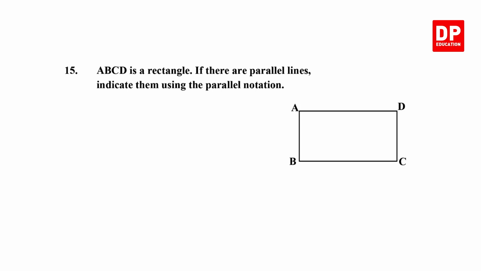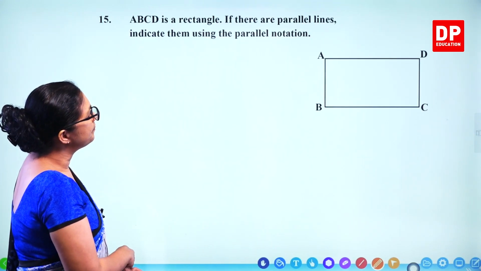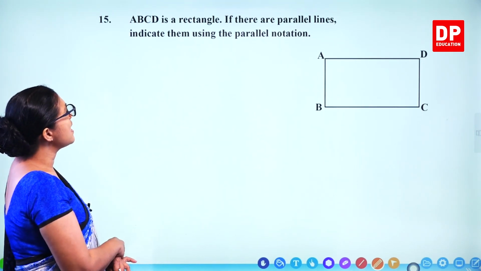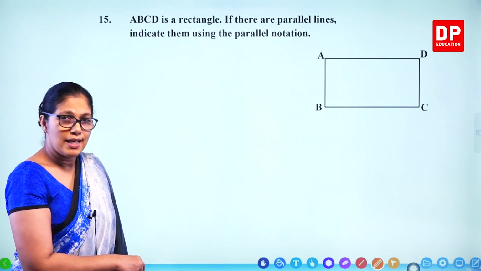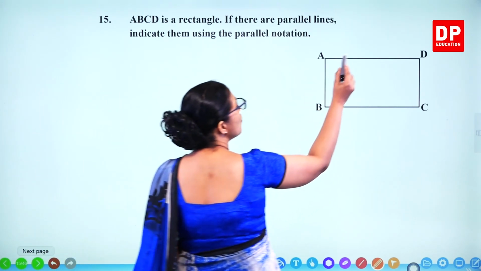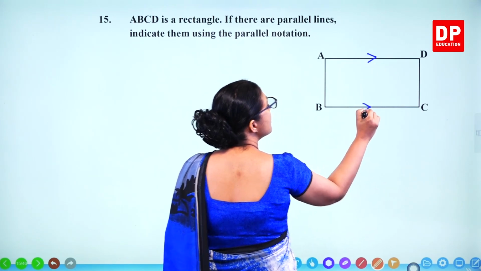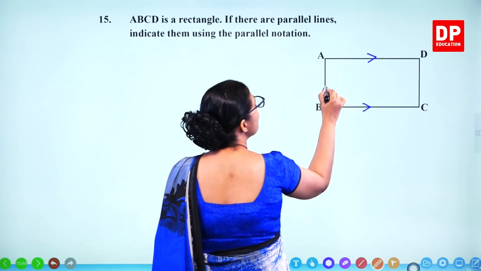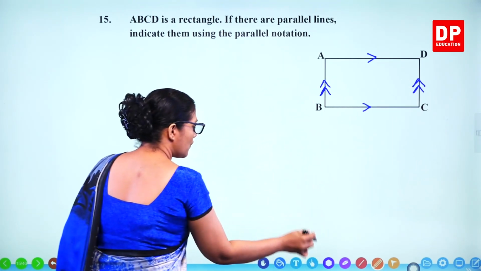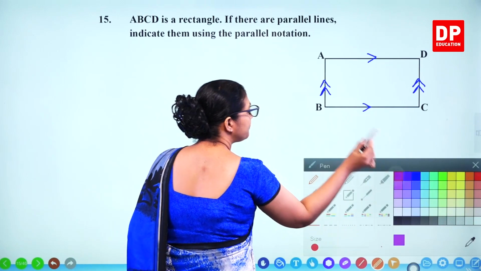Question number 15. ABCD is a rectangle. If there are parallel lines, indicate them using the parallel notation. We know opposite sides are parallel in a rectangle. So you can say this side is parallel to this one. This side is parallel to this one. So you get 2 marks for that.